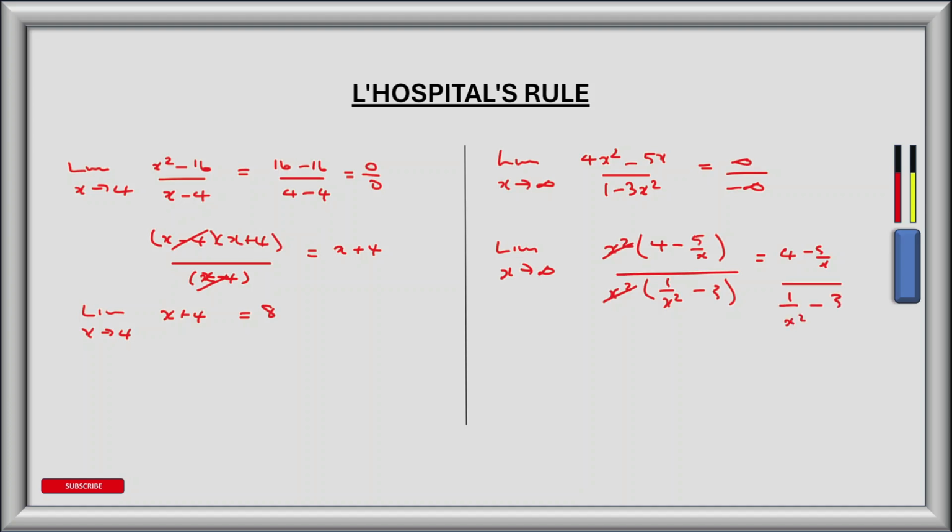So if we now look at what happens when x tends towards infinity, we see that 5 divided by x, so this part here, tends towards 0, and 1 divided by x squared here would also tend towards 0. So we'd be left with the limit as x tends towards infinity of 4x squared minus 5x divided by 1 minus 3x squared, which would equal minus 4 divided by 3.